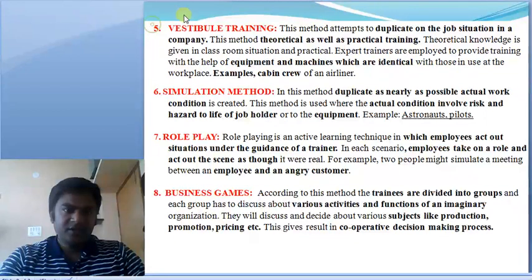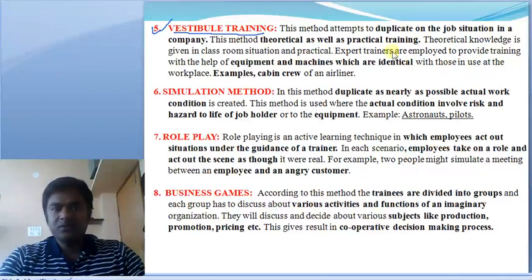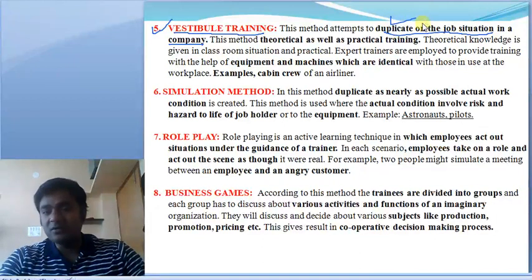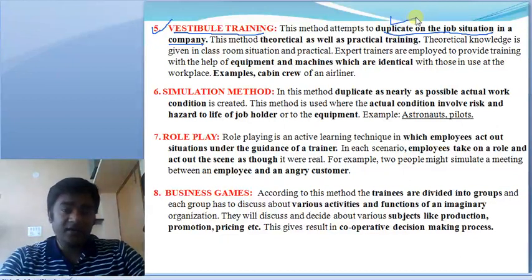The next method is vestibule training. This method attempts to duplicate the on the job situation in a company. Here the job situation is duplicated. Similar environment is created, similar to the actual work job situation.